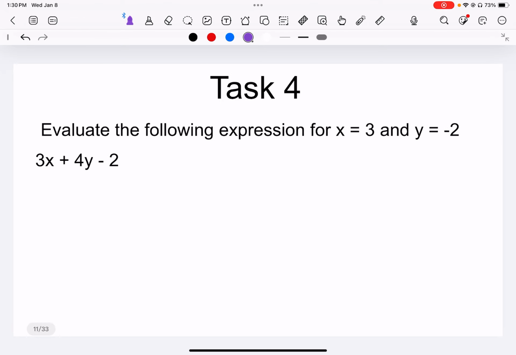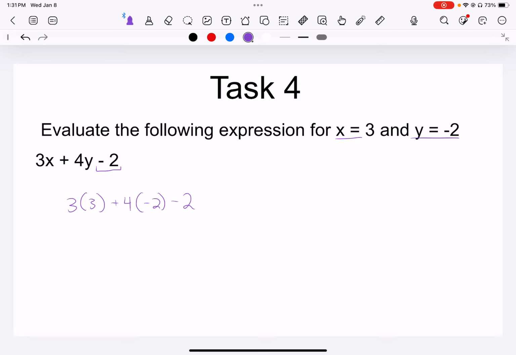Evaluate the expression for x equals 3 and y equals negative 2. Evaluating the expression means we're going to replace the variable with the given number that it relates to. So we have 3 times x, so instead of 3 times x, we're going to have 3 times 3, plus, instead of 4 times y, it's going to be 4 times negative 2, and then the minus 2 comes down. Notice how this negative 2 was our constant term, and it's staying a negative 2.